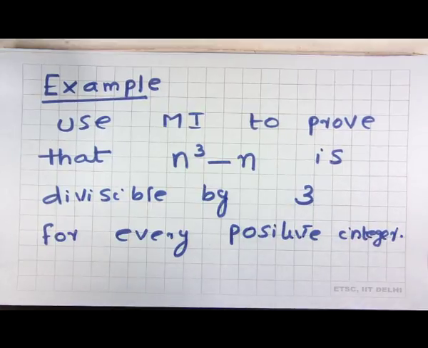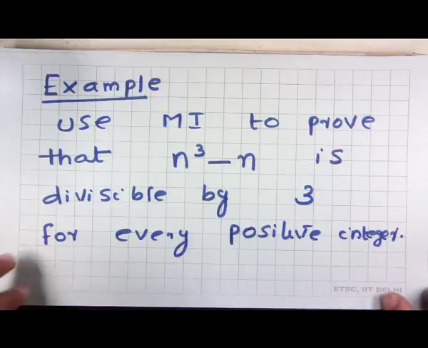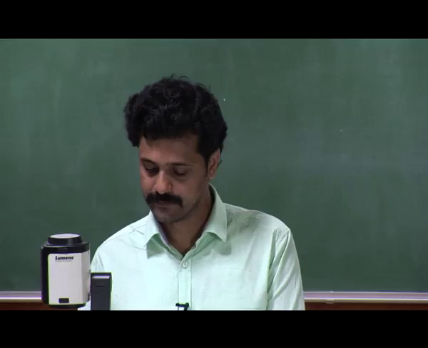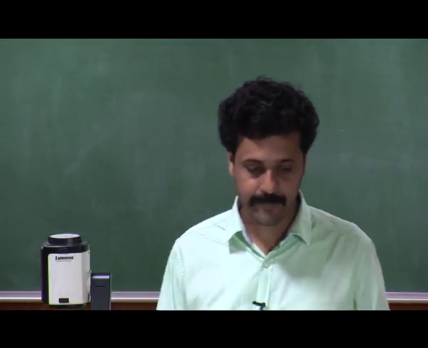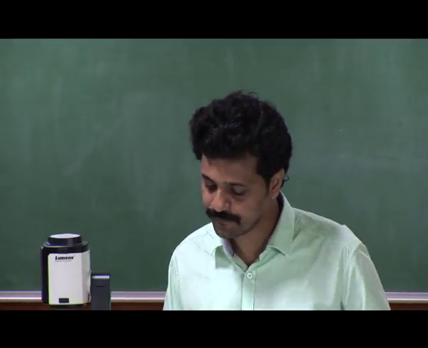Meaning, when we divide n cube minus n by 3, the remainder is 0. To put in other words, n cube minus n is a multiple of 3. This is what we are required to prove. Okay. Let us employ mathematical induction.